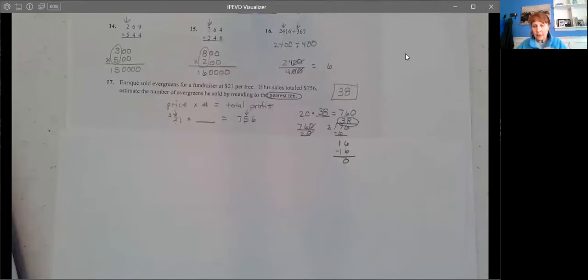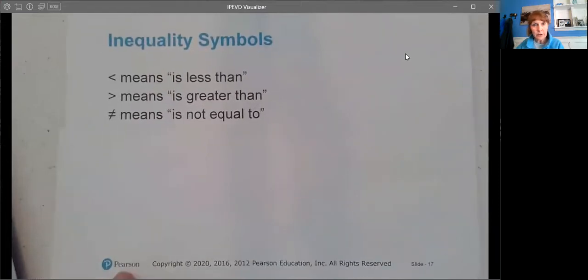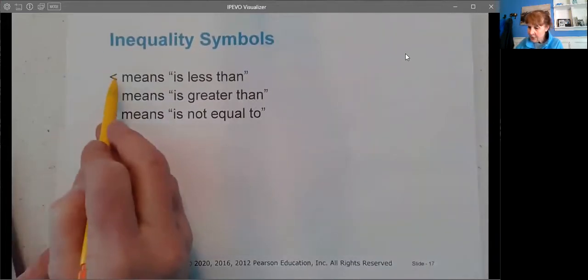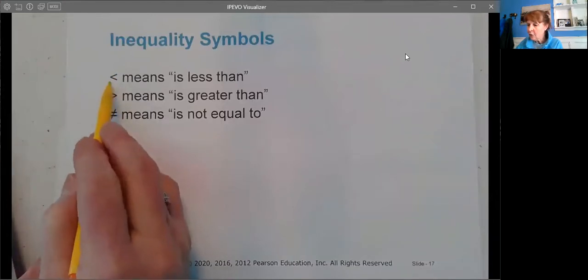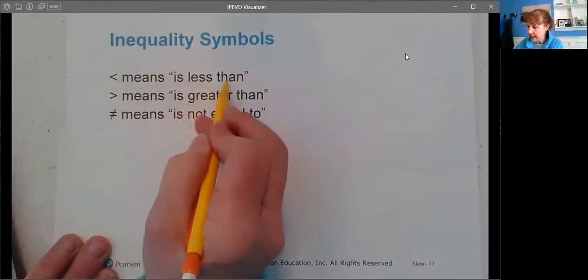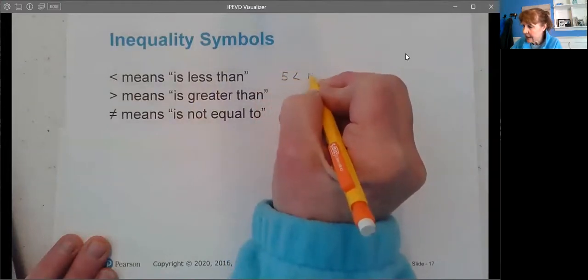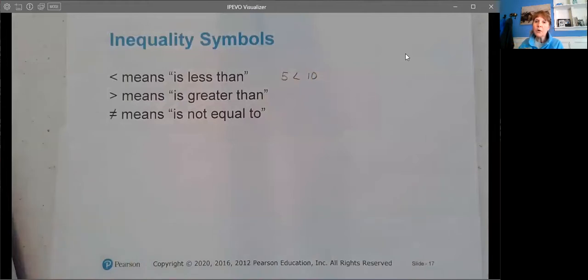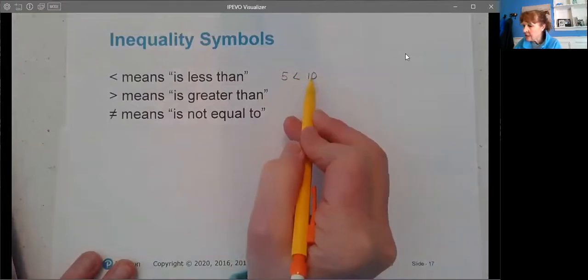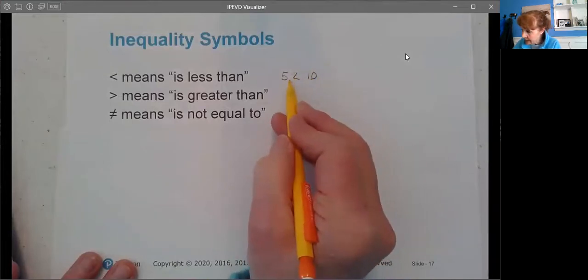The only other thing that you have to do in this section is deal with inequalities. So as a review of inequalities, before we do some samples, these are inequality symbols, all right? And here, this is less than. Is less than is how we read that. So I could have 5 is less than 10. So the small end always points towards the small number. Maybe you guys learned, the crocodile eats the bigger number, or the bird eats the bigger number, because it kind of looks like a bird's beak, I guess.